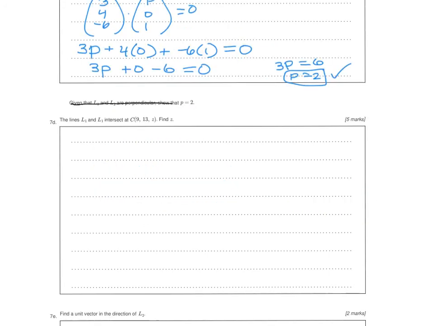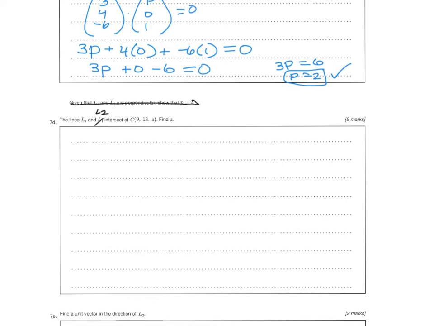I don't know why this wrote this again. Not necessary. We can ignore that. Then it says lines L1 and L2 intersect at C, and they give us part of the coordinates for C. Find z. There's a lot of different ways that we can do this.